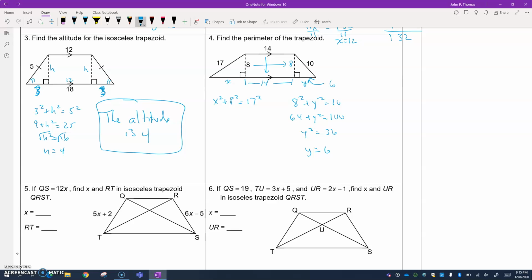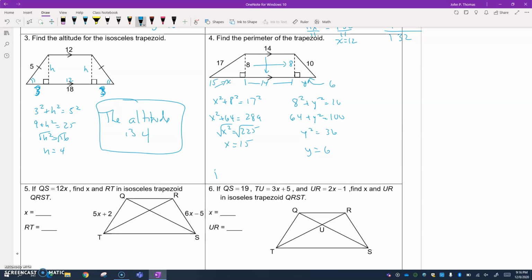Over here, 17 squared is going to give me 289. So I have x squared plus 64 equals 289. Subtract the 64 off both sides, and I get x squared equals 225. Now 225, if I take the square root of that, is going to give me 15. So I get x equals 15 by taking the square root of both sides. So that tells me that piece is 15.